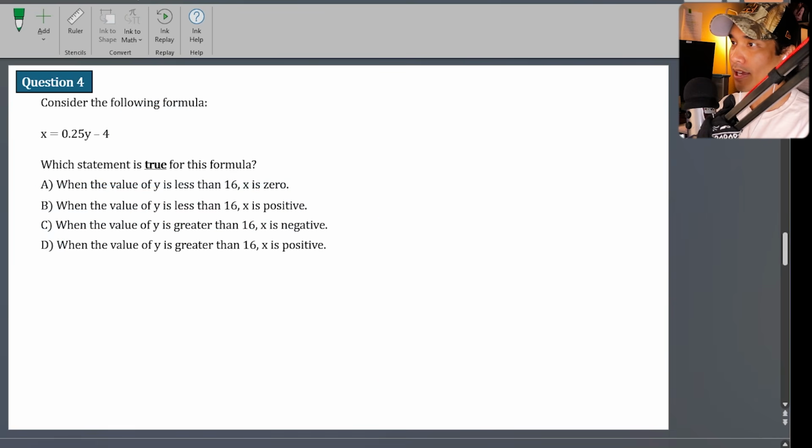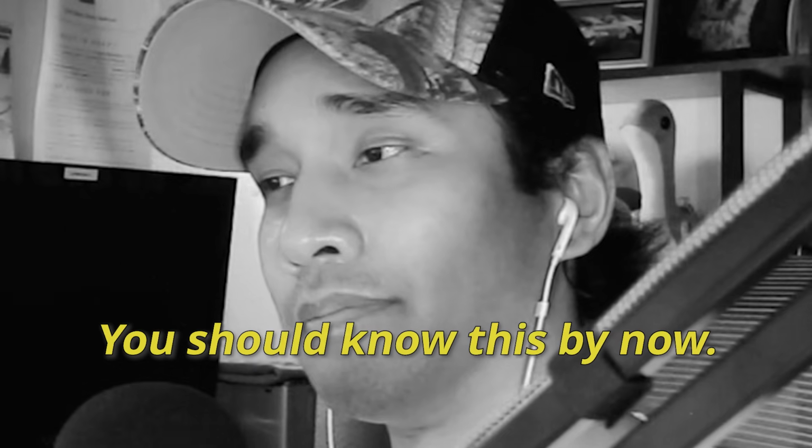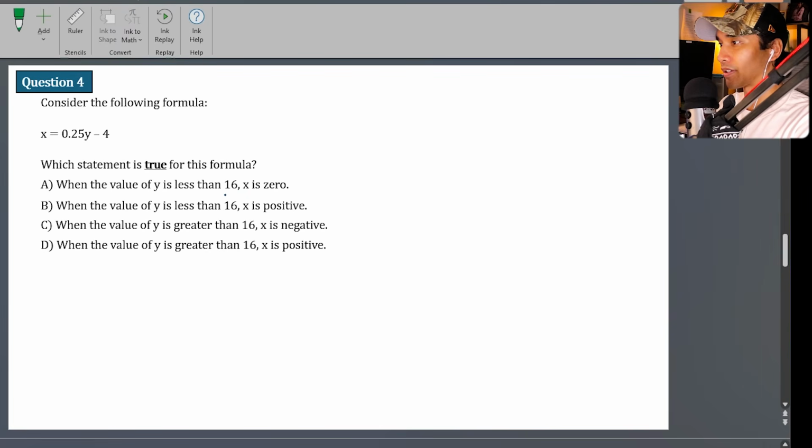So let's go ahead and go to question number 4. This is more practice. Consider the following formula. X equals 0.25y minus 4. So to solve this without graphing, what do we do? And here's a clue right here. 16. We set x equals 0 because we need to find the cutoff.